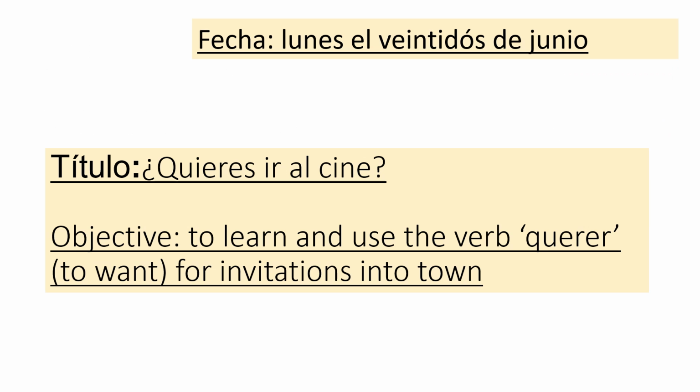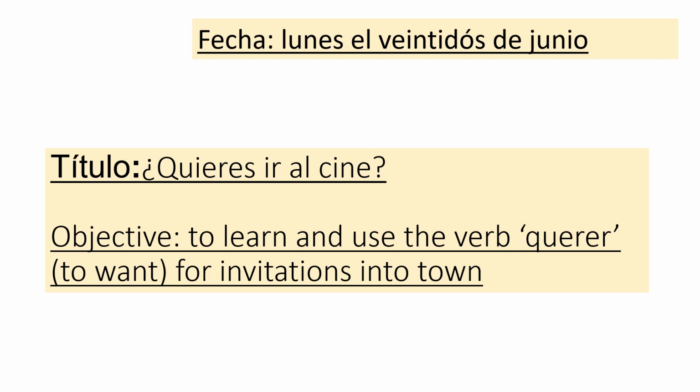Copia la fecha, lunes el 22 de junio, and don't forget, because it's 22, you need to put your voice up on the O sound, and therefore it's got an accent. And dos on its own doesn't, but 22 does. Titulo, ¿Quieres ir al cine? Would you like to go to the cinema?